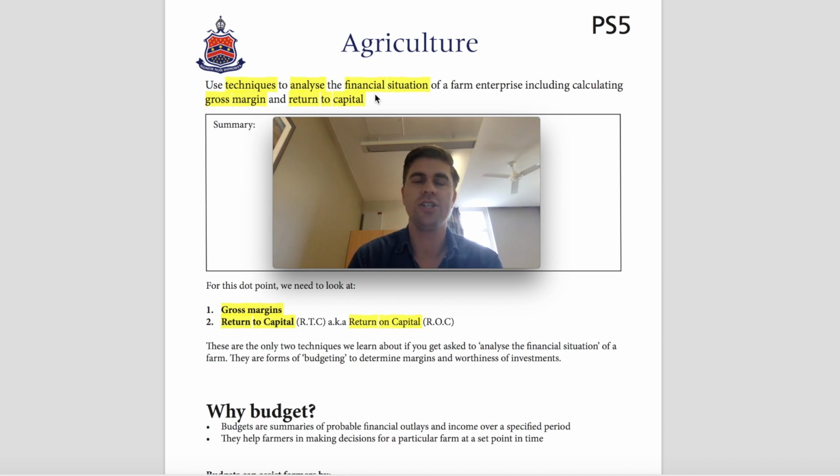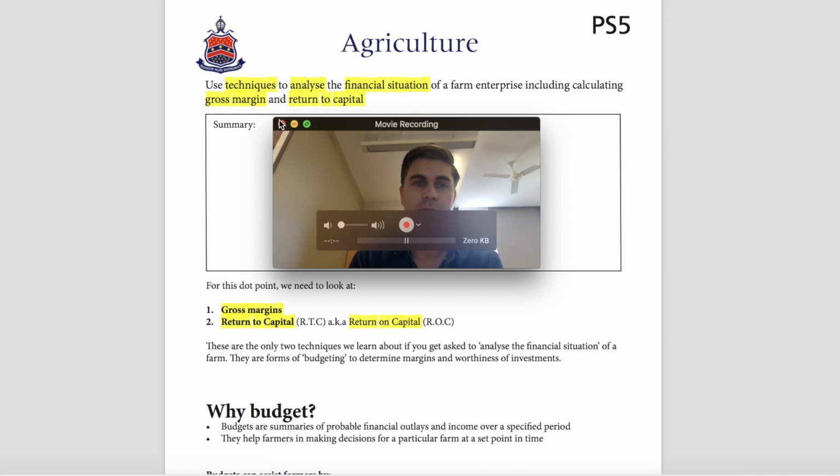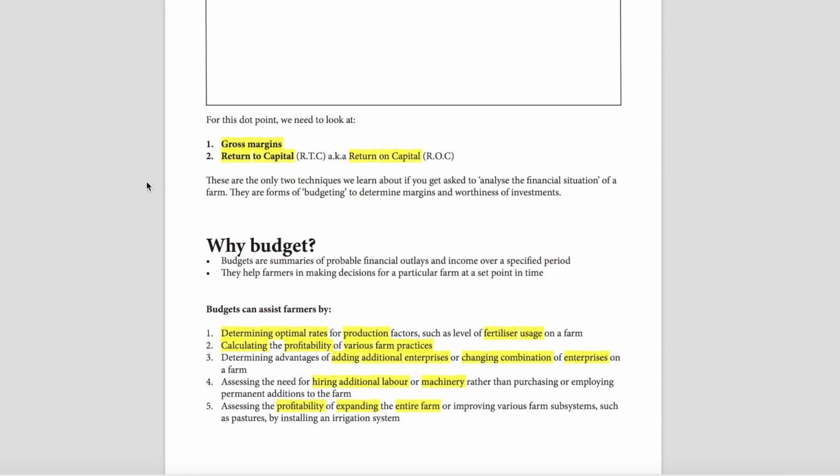So if you get asked a question about anything to do with the financial situation of a farm, it's either gross margin or return to capital. Sometimes they might ask a question about both. So let's have a look at what we need to do here.